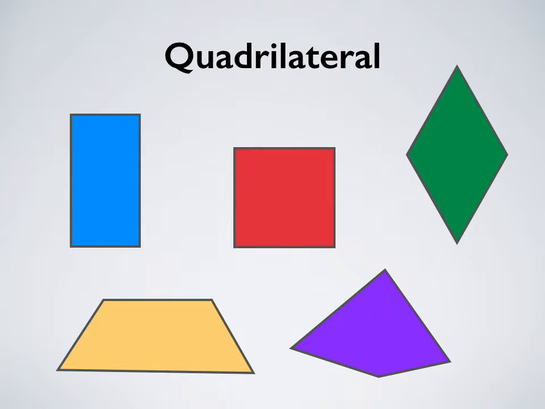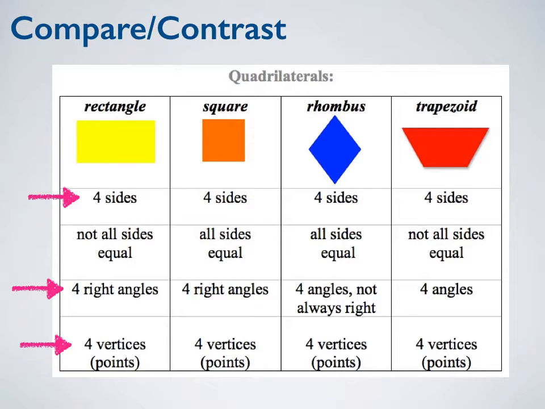Let's look at the concept of identifying and categorizing quadrilaterals. Quadrilaterals are polygons with 4 sides. If you are unfamiliar with the definition of a polygon, it is any closed shape with all straight sides. In this first conceptual model, I'm showing you 4 different categories of quadrilaterals using a compare-contrast visual.